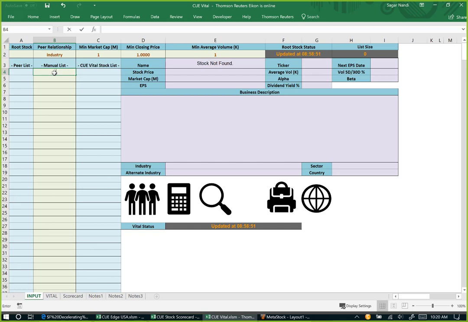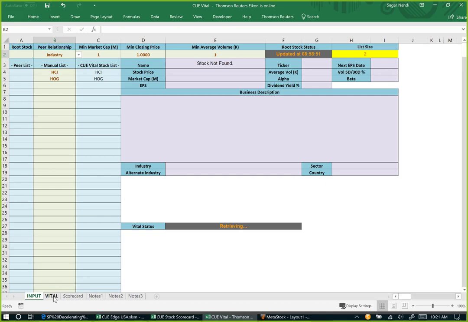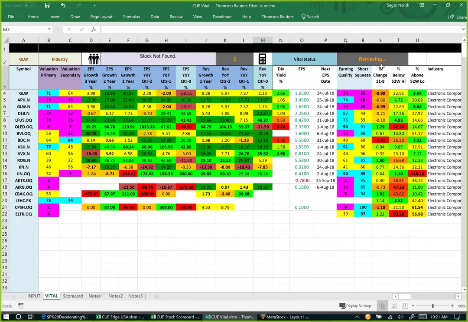Because I know the symbols, I can simply type them, HCI. I'm saying HCI and typing HIC. Parts of brains are not working together. We could enter the root stock, find its peers based on certain relationship, industry, sector, country, etc. Or we could just type the symbols, click on the calculator to retrieve data and calculate the vital statistics. You can go to the vital panel. It is going to Thomson Reuters and retrieving data.